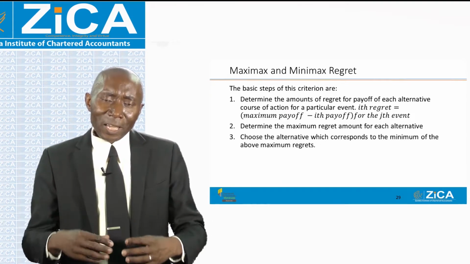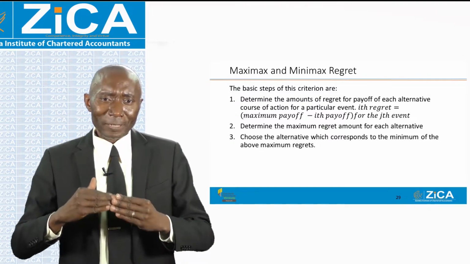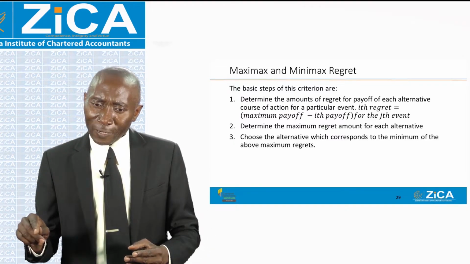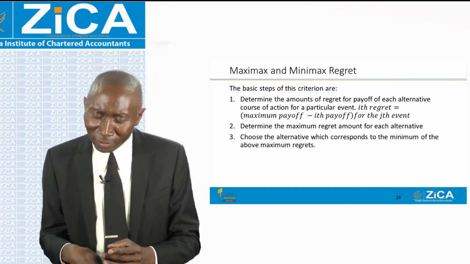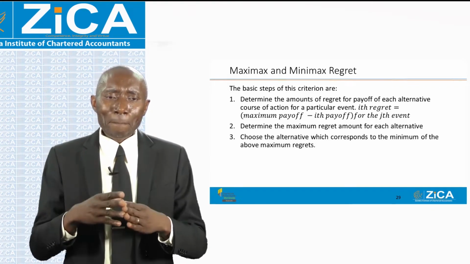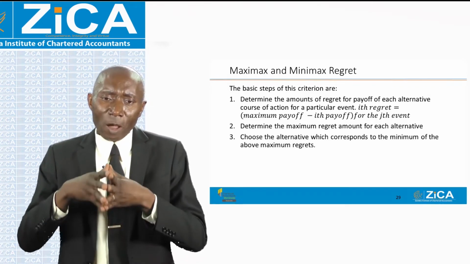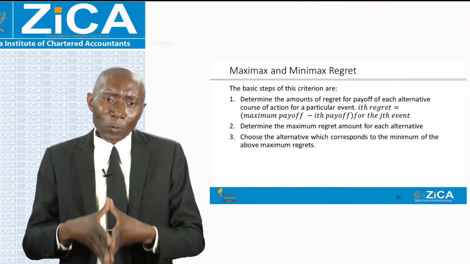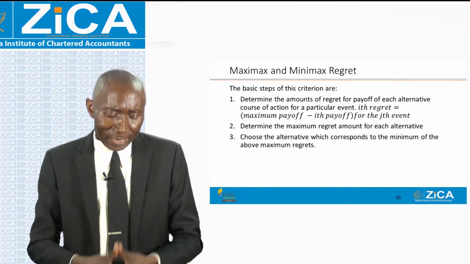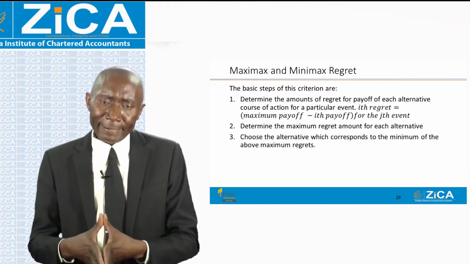Then after that, you look at the what? The maximum regret. You choose the maximum regret and you want to minimize now the what? The regrets. So it's like minimizing the worst action or the worst payoff. Minimize it. That is the min-max regret.